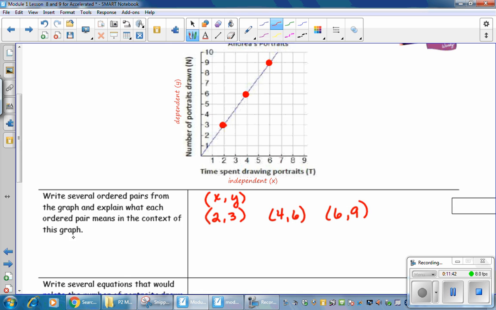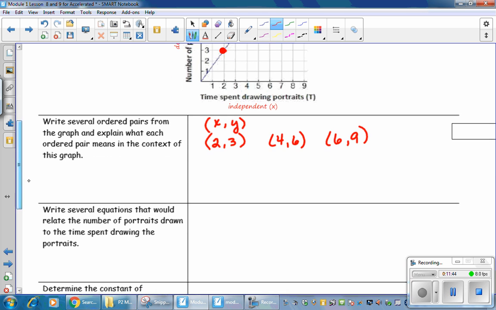And explain the context of this graph. So what that 2 means, the 2 is the number of hours, and the 3 is the number of portraits.